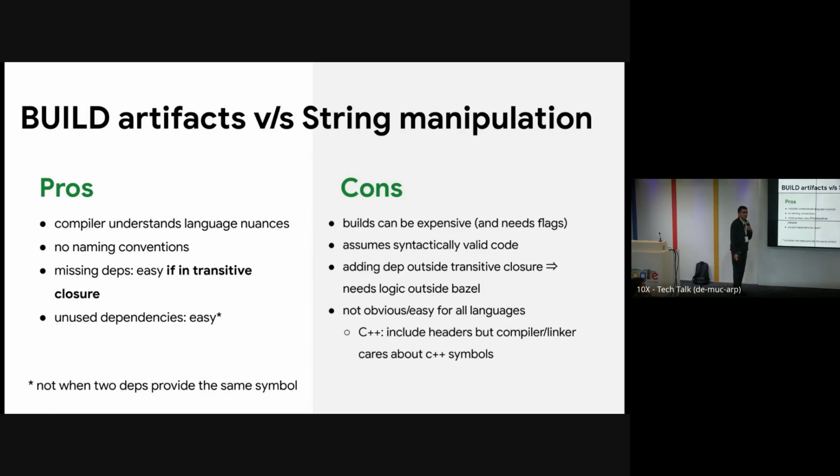Builds can be expensive. And you need to know what flags. Like, am I building for this architecture, that platform? I need to know all those things. But I'm just looking at the imports from my Java code. Do I really need to know whether I'm going to compile for Android Nexus 1? The other thing is this works only if you have syntactically valid code. If it's not syntactically valid, your build fails very early and you have no information whatsoever.